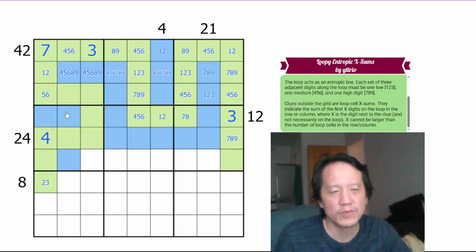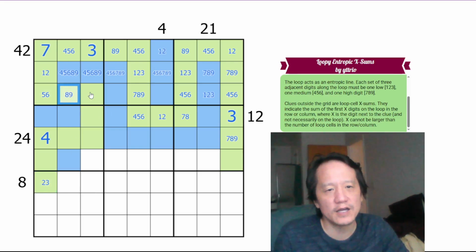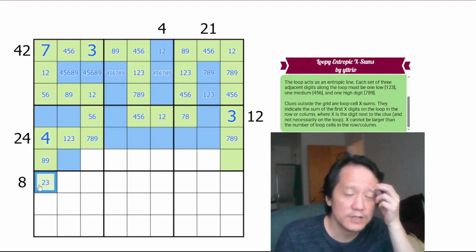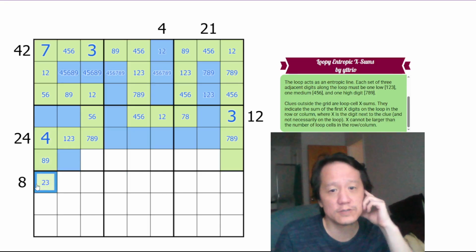This is a low. So we've got middle, this is high, 8 or 9. This is low, 1 or 2. Middle, 5 or 6. High, 7, 8, 9. Low, 1, 2, 3. This is high, 7, 8. Can't be 7. This is 8 or 9. So this is 2 or 3. That matches.